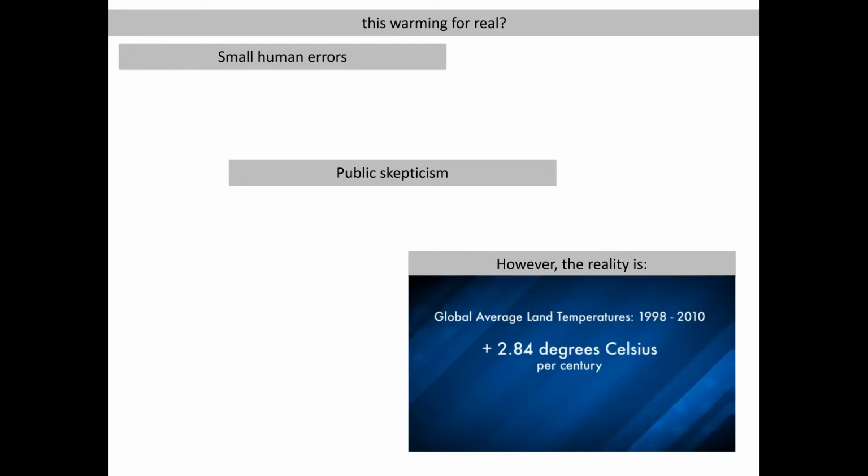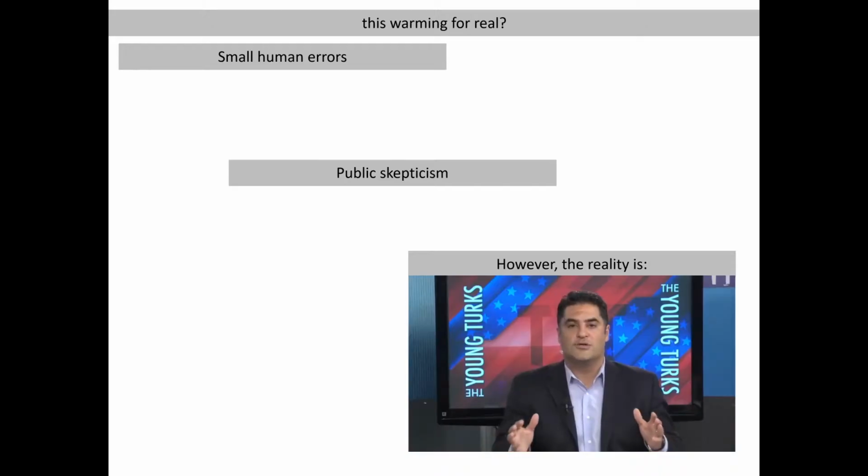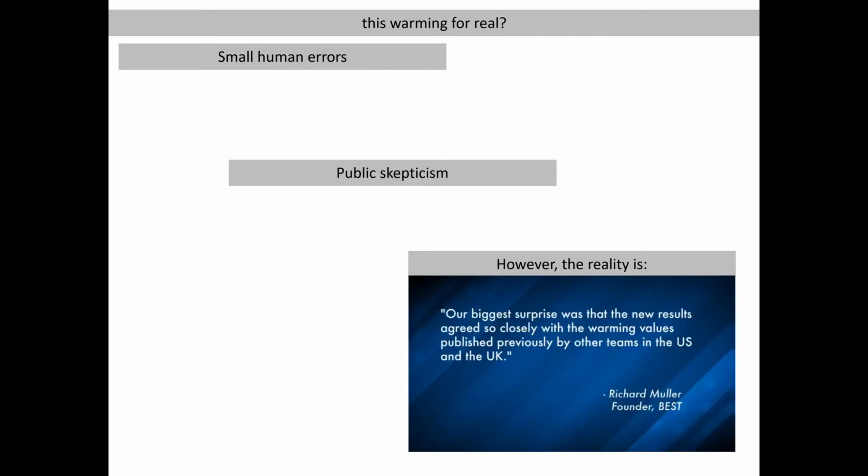Again, per century means if measured out over the whole century for that time period, okay? So, overall conclusion, we definitely have global warming. And Dr. Muller says, my bad, my mistake. You guys were right. It turns out there is global warming. In fact, here's one of the quotes from the study. Quote, our biggest surprise was that the new results agreed so closely with the warming values published previously by other teams in the US and the UK.